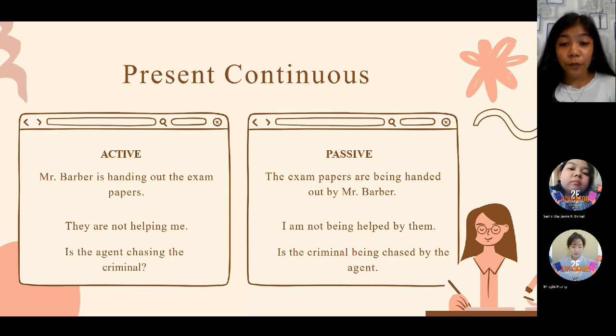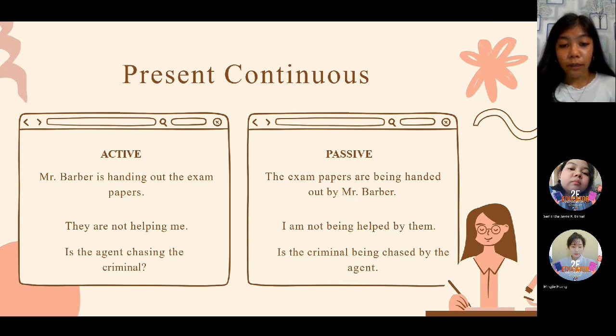Mr. Barber. You can see our subject in the active sentence became our agent in the passive sentence, which is Mr. Barber. And our object in the active sentence, which is exam papers, became our subject in our passive sentence. And there is the word are plus the word being plus our past participle form of the verb. In the second sentence, they are not helping me. When we form it into a passive form, I am not being helped by them.